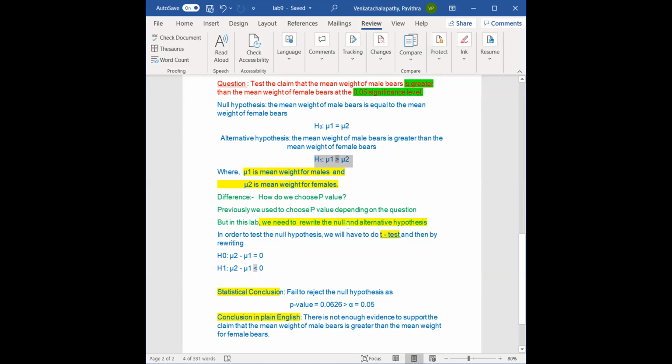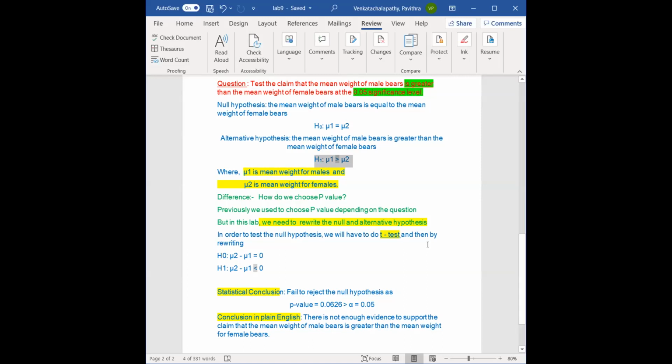Now I have rewritten the null and alternative hypothesis. Then how do I have to choose my p-value now? Remember in your lab 8, depending on the question, if the question says it is greater than, you are choosing this, p greater than t, right?